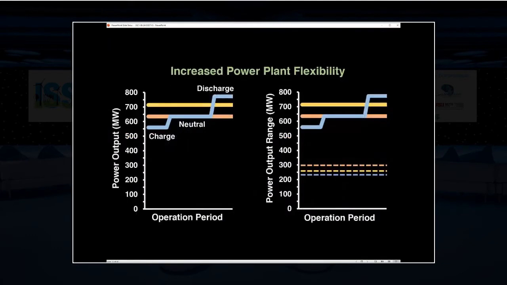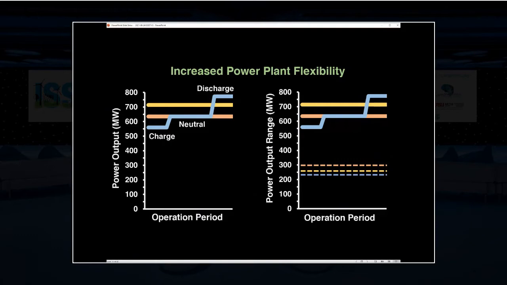These two charts just show that adding thermal storage can increase the flexibility of the plant. The chart on the left shows that there are different power outputs depending on whether you're charging the thermal storage, running in neutral operation mode, which is the same as it would normally, or discharging the thermal storage and outputting all of the power from the power plant to the grid. So you can see you can actually output more power to the grid than a normal natural gas plant because of the improved efficiencies from the cold storage.